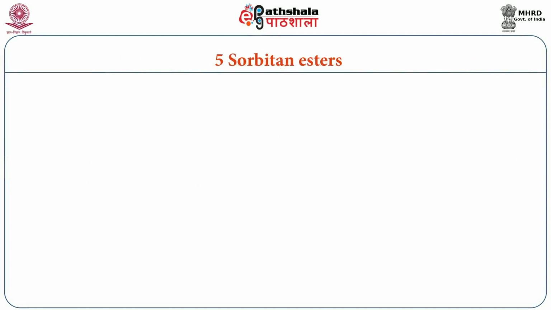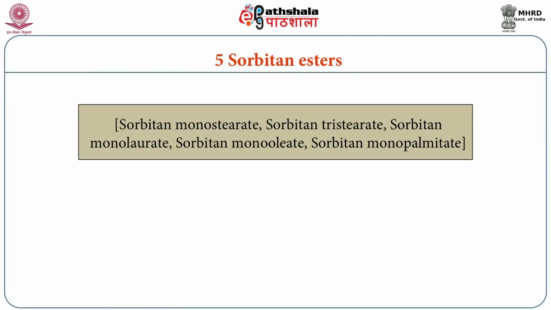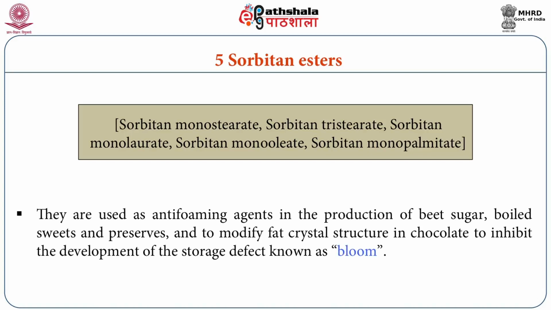The next ingredient includes five Sorbitan esters. These Sorbitan esters include Sorbitan monostearate, Sorbitan tristearate, Sorbitan monolaurate, Sorbitan monooleate, and Sorbitan monopalmitate. These Sorbitan esters are used as anti-foaming agents in the production of beet sugar, boiled sweets, and preserves. They are also used to modify the fat crystal structure in chocolate that will inhibit the development of the storage defect that is known as bloom, chocolate bloom.